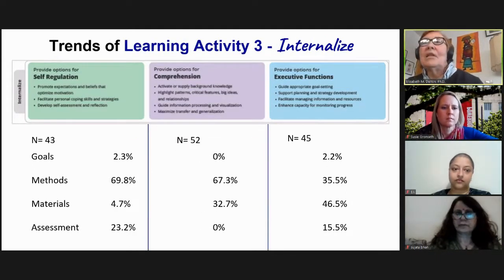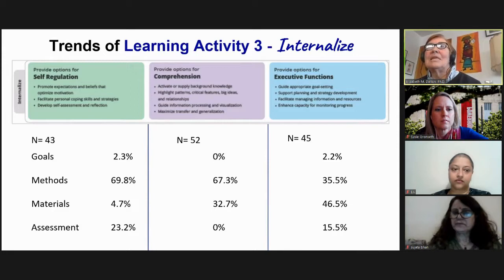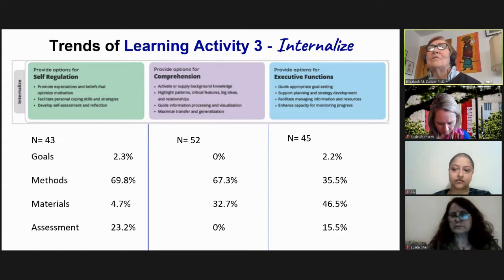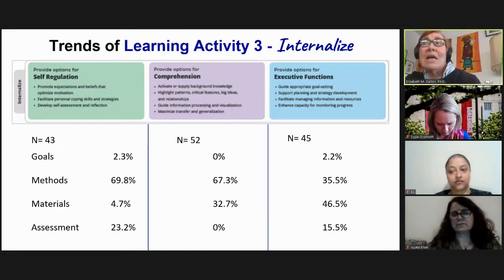In the final one, in Internalize, we see that there's even a greater occurrence of ideas relating to assessment coming out in both self-regulation and executive function, and also some ideas relating to goals, but a lot relating to methods. So the other implication it has for me is that a lot of times when we're talking about universal design for learning, we're talking about the physical things that we're going to be using when we're providing these options, but we really cannot ignore, and we need to fully emphasize instruction about the various methods that come into universal design for learning as well.